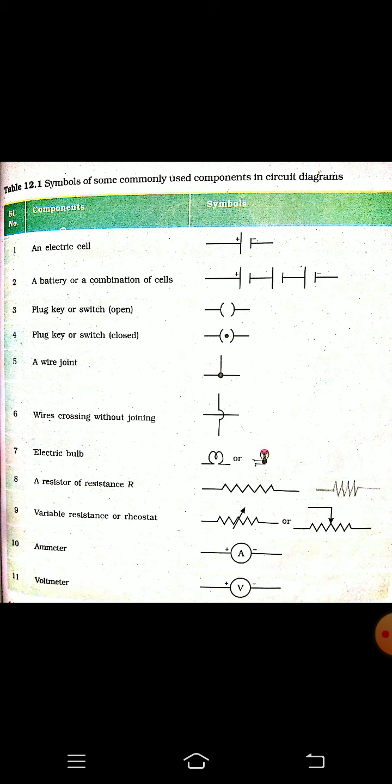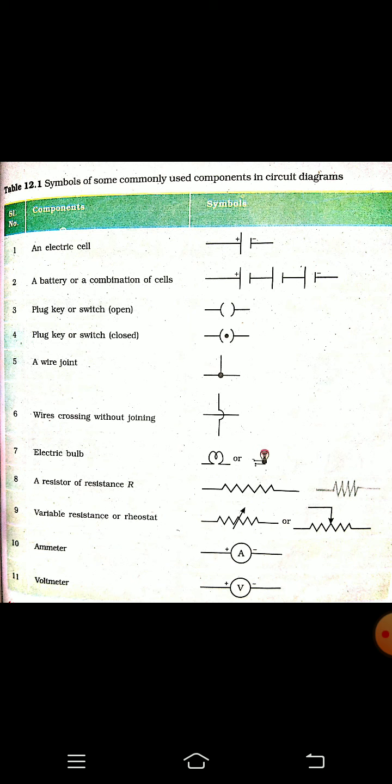Second one is a battery or a combination of cells. I have already mentioned in a previous session that a cell is a single thing. When there is a battery, that means it is a combination of two or more cells. So here in the symbol also you can see there is a combination of three cells. So this way you will draw the symbol.